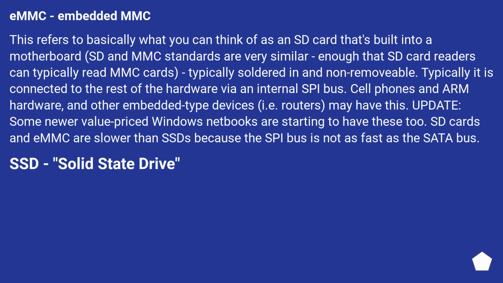eMMC, embedded MMC. This refers to basically what you can think of as an SD card that's built into a motherboard. SD and eMMC standards are very similar, enough that SD card readers can typically read eMMC cards. It is typically soldered in and non-removable, and typically connected to the rest of the hardware via an internal SPI bus. Cell phones, ARM hardware, and other embedded-type devices, i.e. routers, may have this. Update: some newer value-priced Windows netbooks are starting to have these too. SD cards and eMMC are slower than SSDs because the SPI bus is not as fast as the SATA bus.